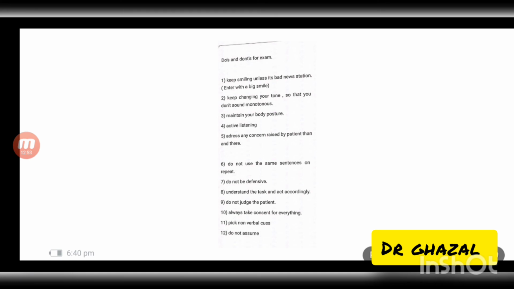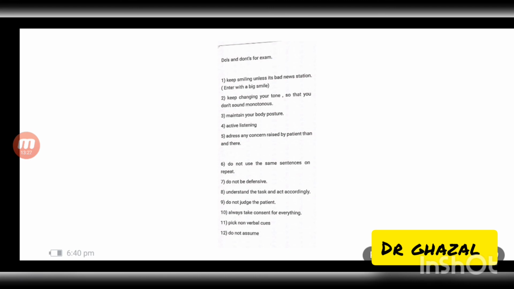And then always take consent for everything. If it's a station where you are doing a procedure or examination, or it's an assessment station where you will be doing a thorough assessment, before touching the patient, just tell the patient what you are going to do, and you will have a chaperone with you, and then you need consent. And if the patient says it's okay with me, then move forward and go ahead with touching the patient. But just don't touch the patient before you take consent, because it's unethical.